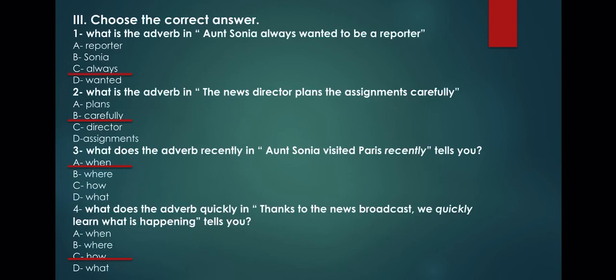What does the adverb quickly tell you in: Thanks to the news broadcast, we quickly learn what is happening? So it actually tells me how. It tells me how, okay?